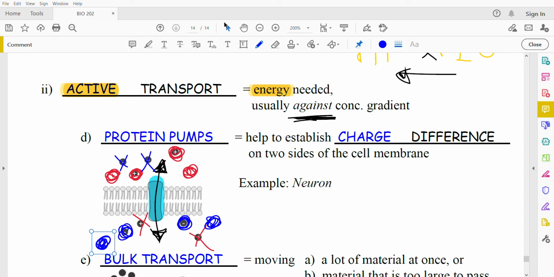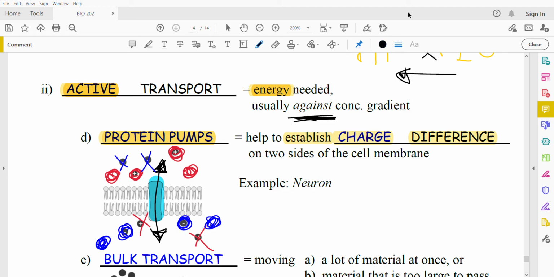And because it's not the direction where materials would normally go, of course, this is going to require us to put some energy into that. So this is going to be an example of active transport. And in this case, we talk about movement by using protein pumps. And they establish this difference in charges on two sides of the cell membrane. And you might wonder, why does this matter? When do we do it?